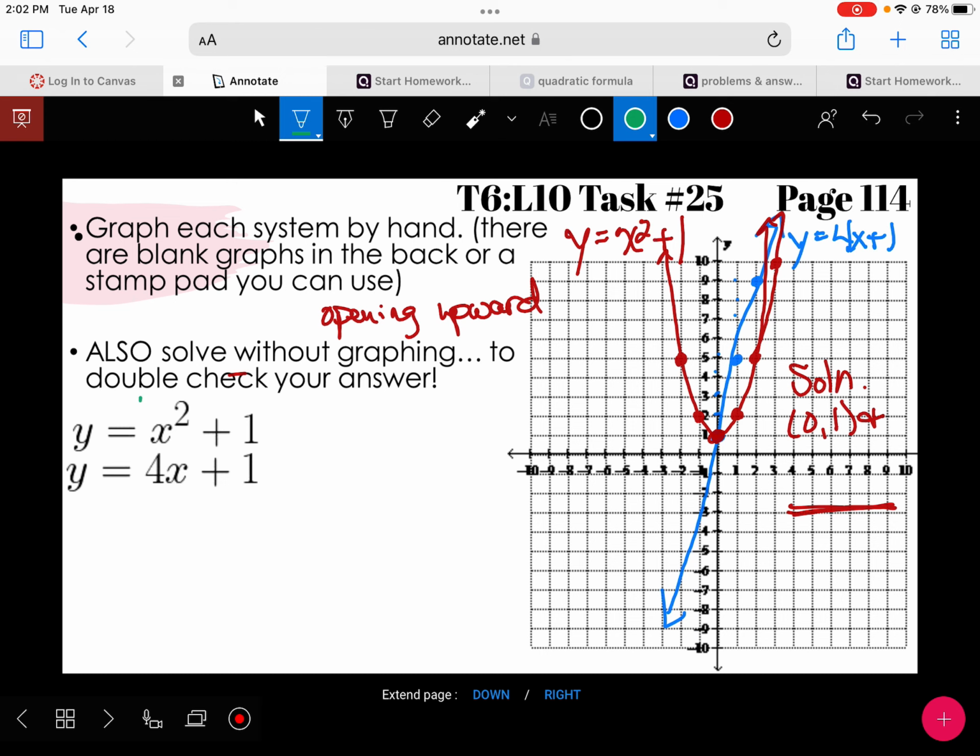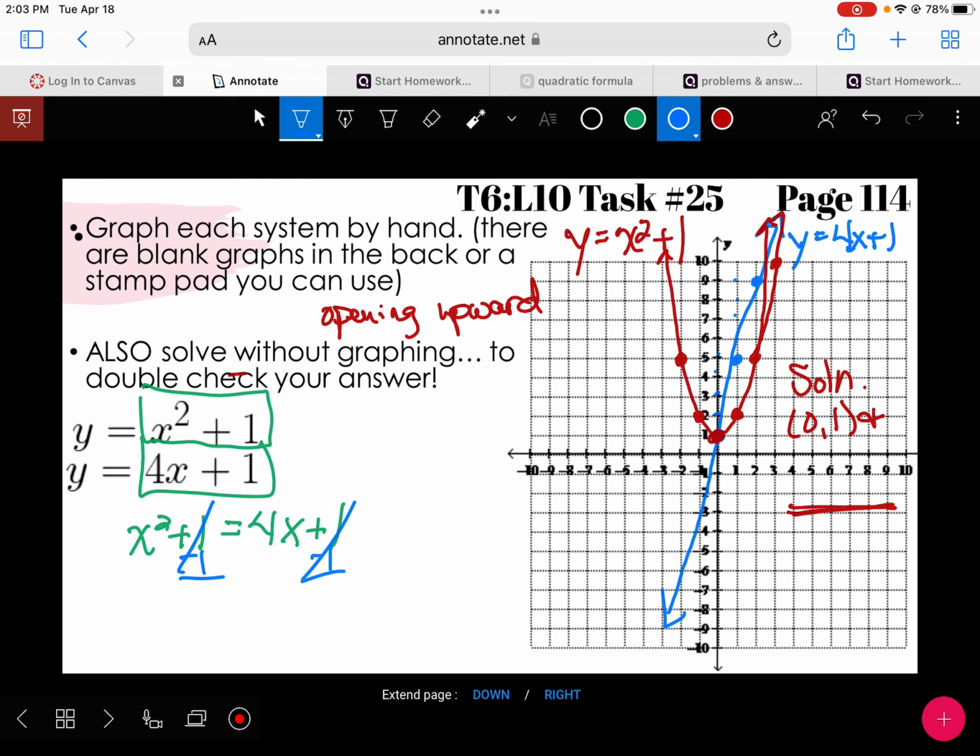Yeah, you would set them equal to each other. So x squared plus 1 is equal to y, and y is also 4x plus 1. So how would I do this to solve? Okay, subtract 1. Can do that. So I get x squared equals 4x. Now what?